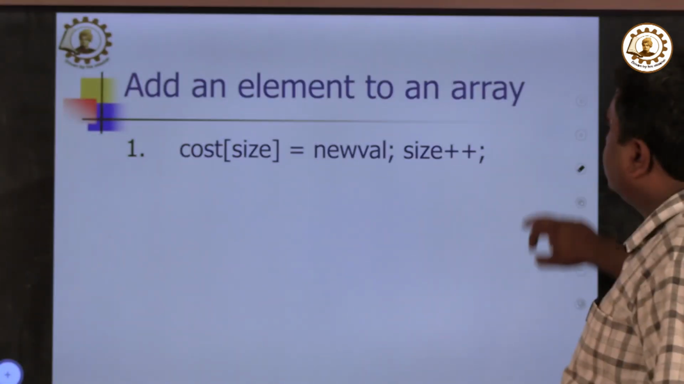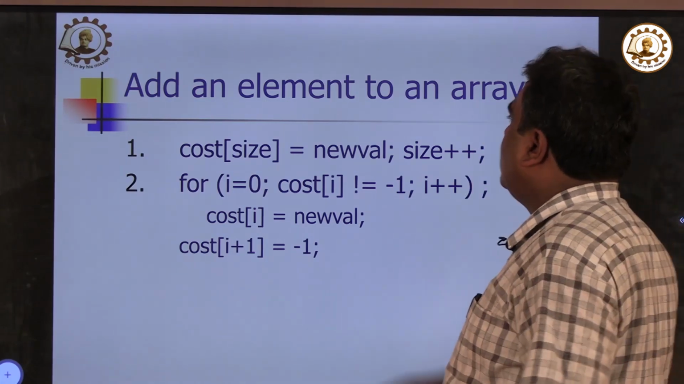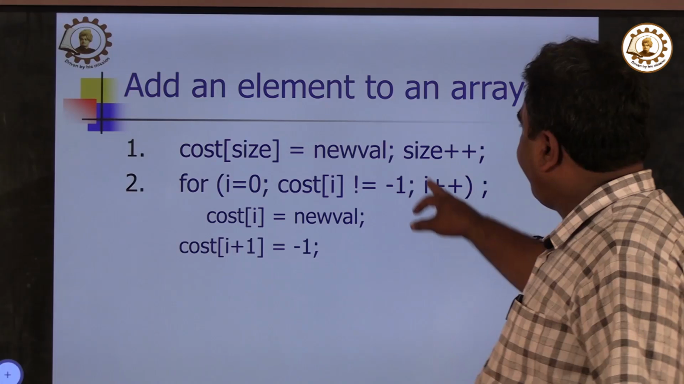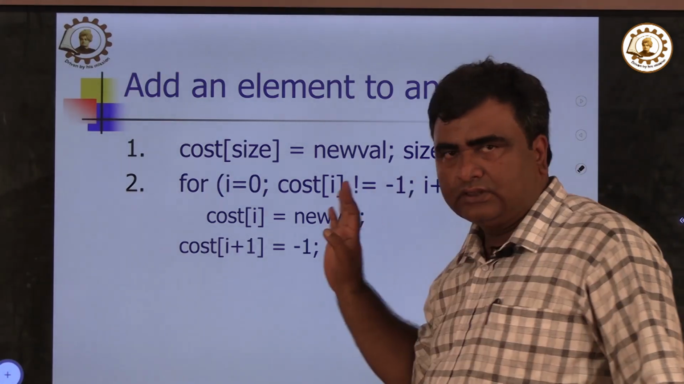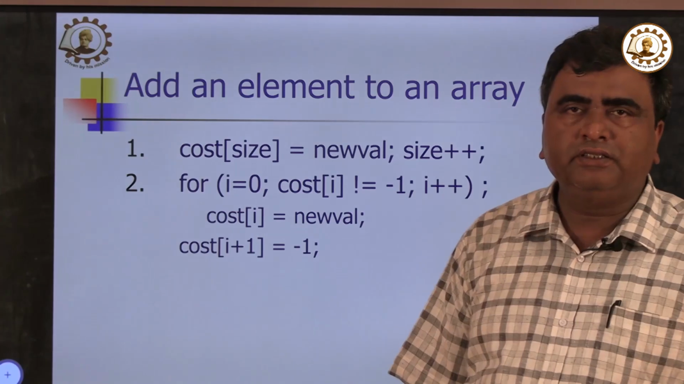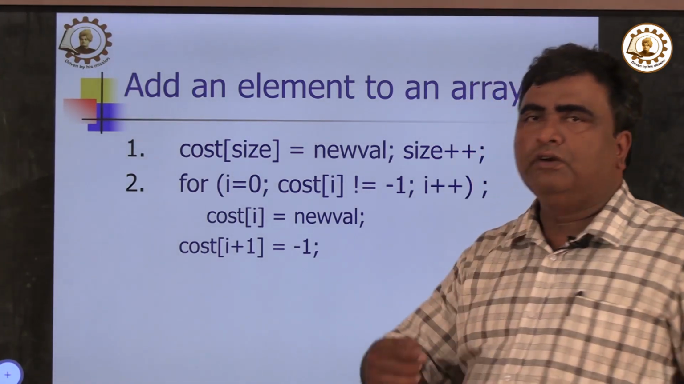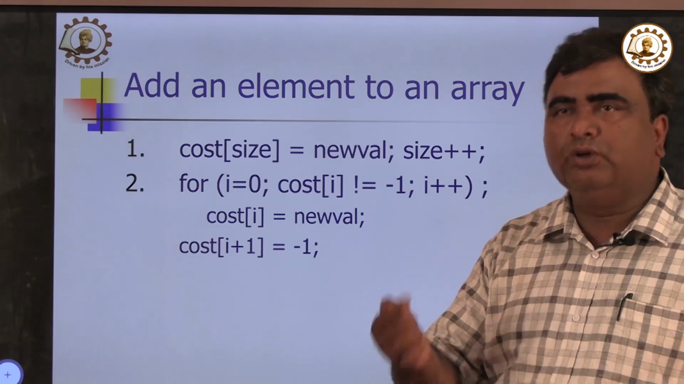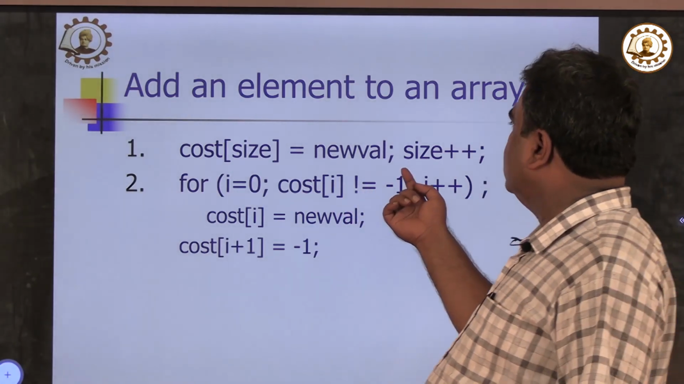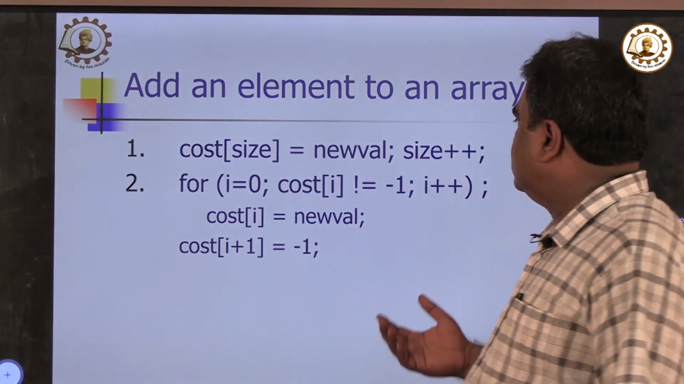Add an element. It's a simple one. cost[size] equals new value, size plus plus. You can understand, the size is stored in the size variable. So size plus plus will generate size equals size plus 1, and that will store a new value.